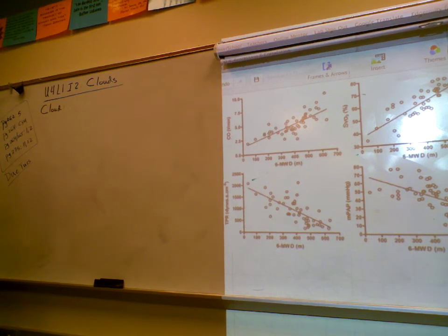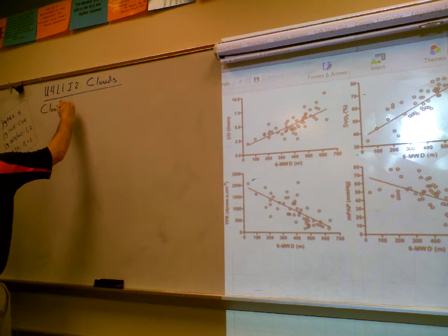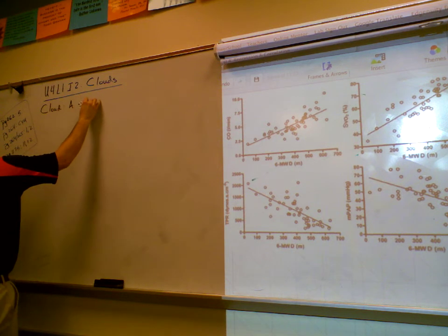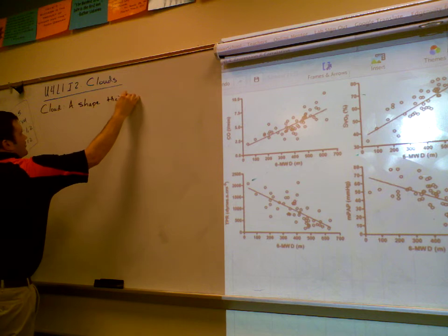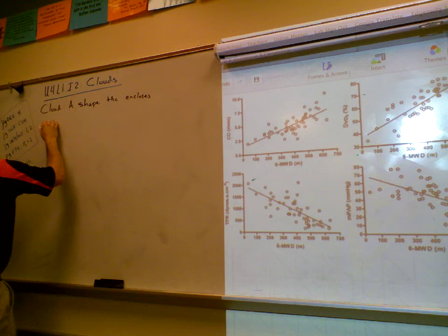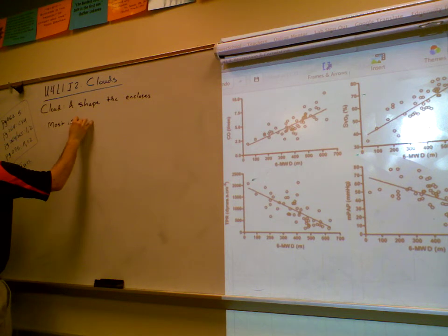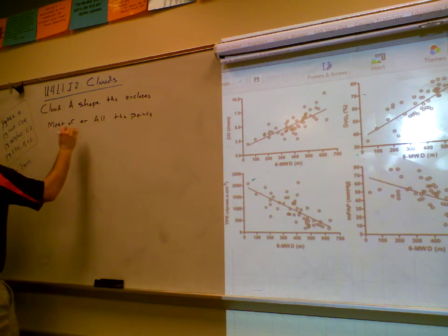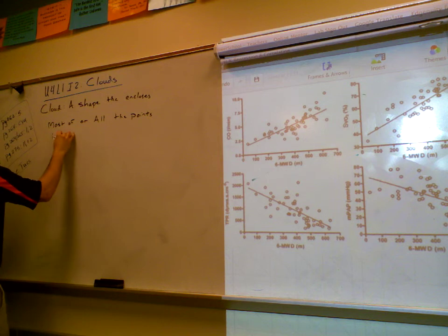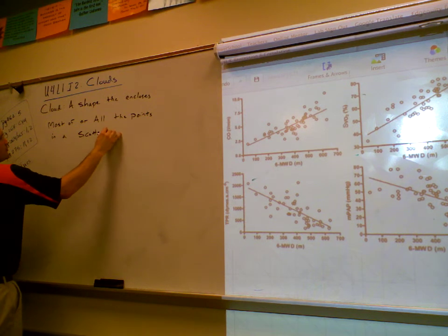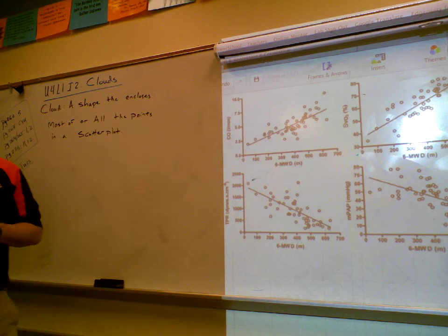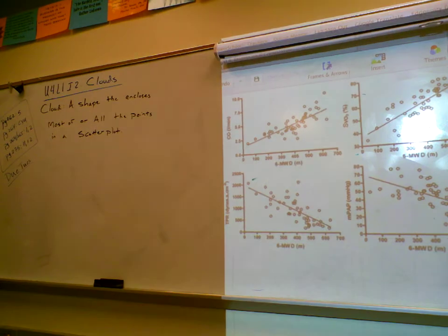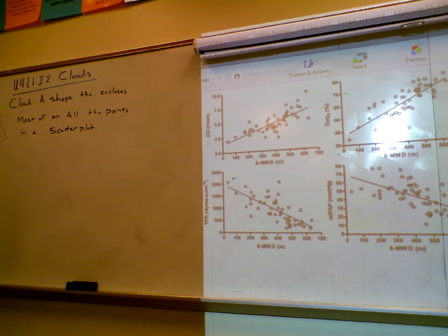The clouds we're talking about are a shape that encompass most of or all the points in a scatter plot. So a cloud is a shape that encloses most of or all the points in a scatter plot. So the shape that encloses most of or all the points in a scatter plot.